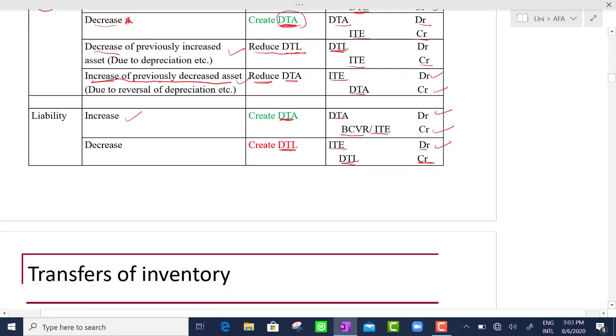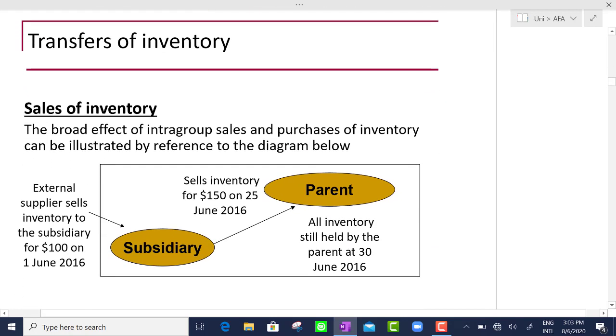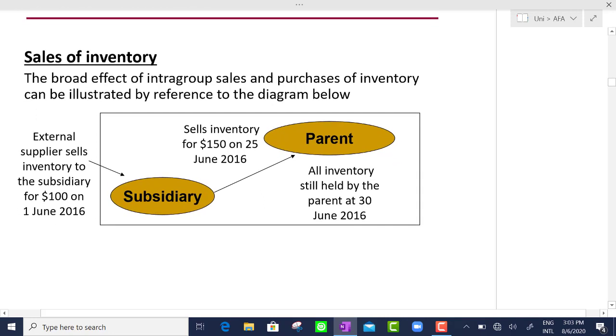Okay, so we'll come to the first transaction, intergroup transaction, transfers of inventory. Now think about this simple sales transaction. This is our subsidiary company, this is our parent company. The subsidiary company has purchased rupees 100 worth of goods on 1st June 2016 from the supplier.